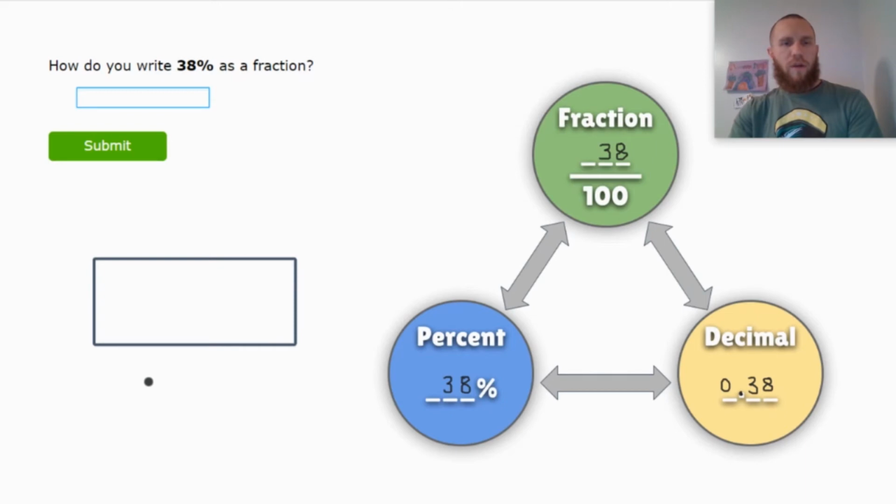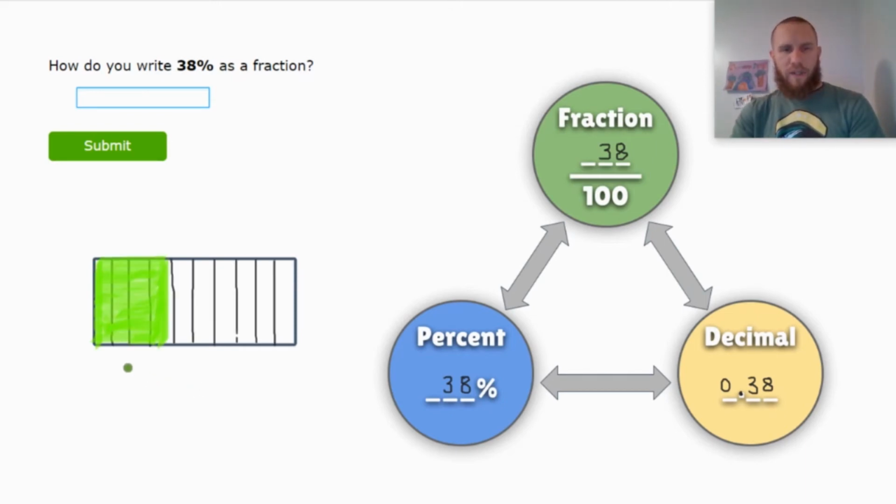Now, if I were to draw a picture, this is what it would look like. It would look a little bit like this, because it would be 10, 20, 30, and then not quite to 40, because 38 is a little bit less than 40, so it'd be 38% right about here. So I would write that as a fraction, 38 over 100.